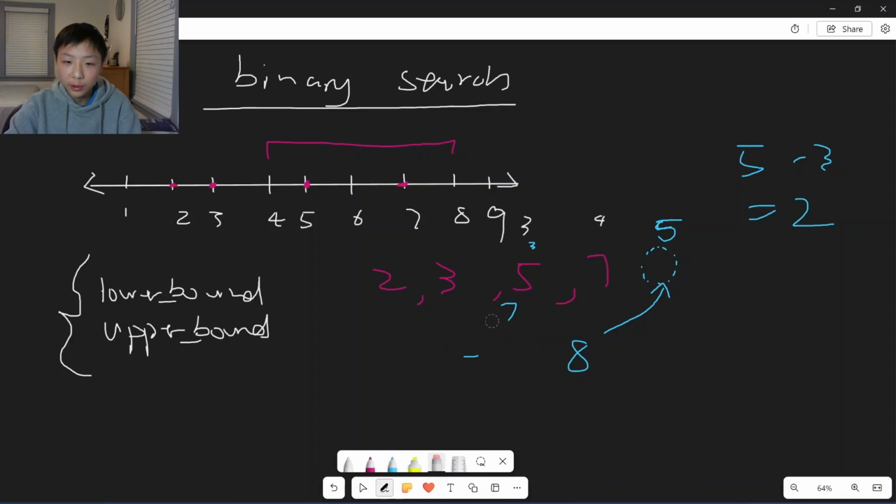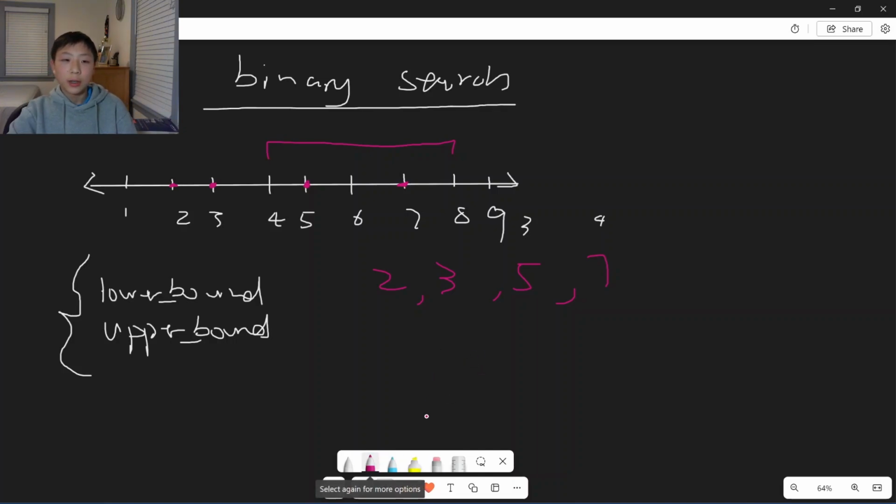So let me do another example. Okay, so let's say our indexes were 3 to 5. So we can find 3 in the array. We can see it's over here. So should we include this one, or should we include the next one?